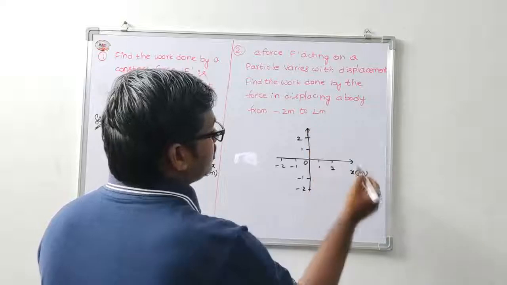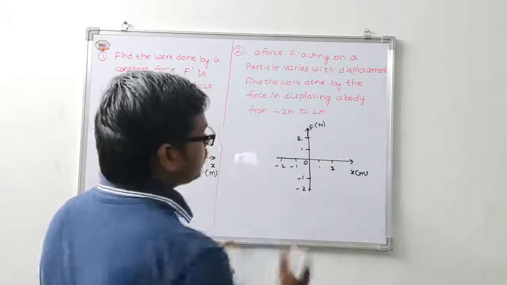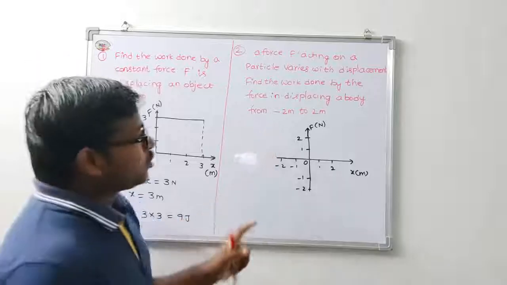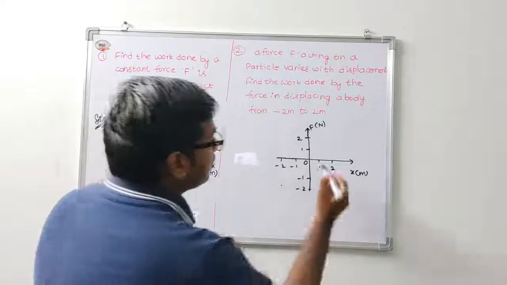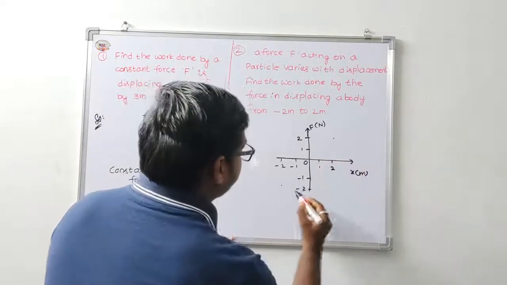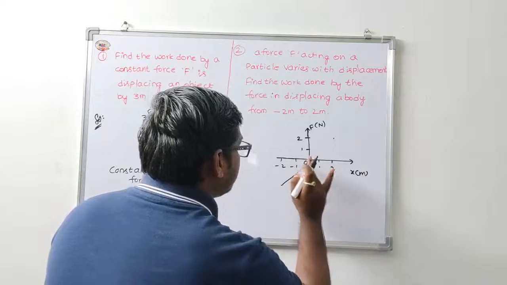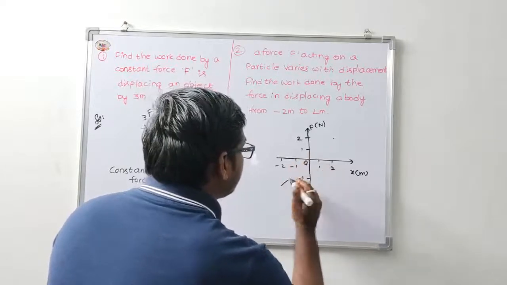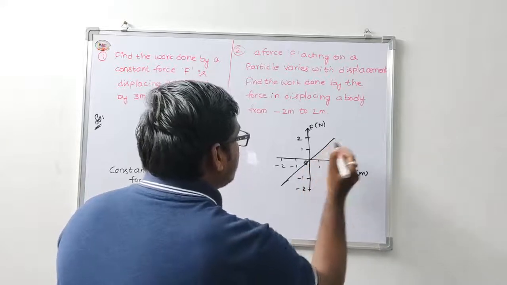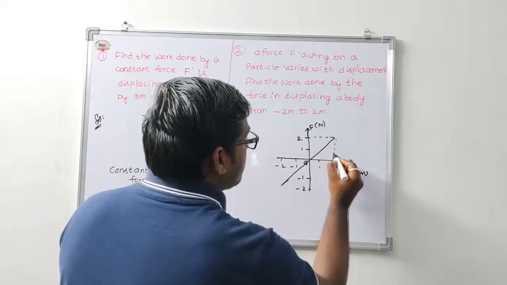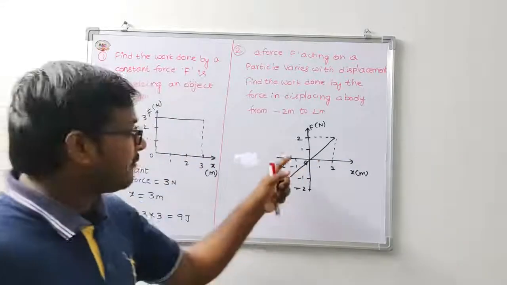This is the coordinate system, from minus 2 meter to plus 2 meter. This is the minus 2 and this one is the plus 2 meter. The line is passing through the origin. In this way, students, a very simple diagram.